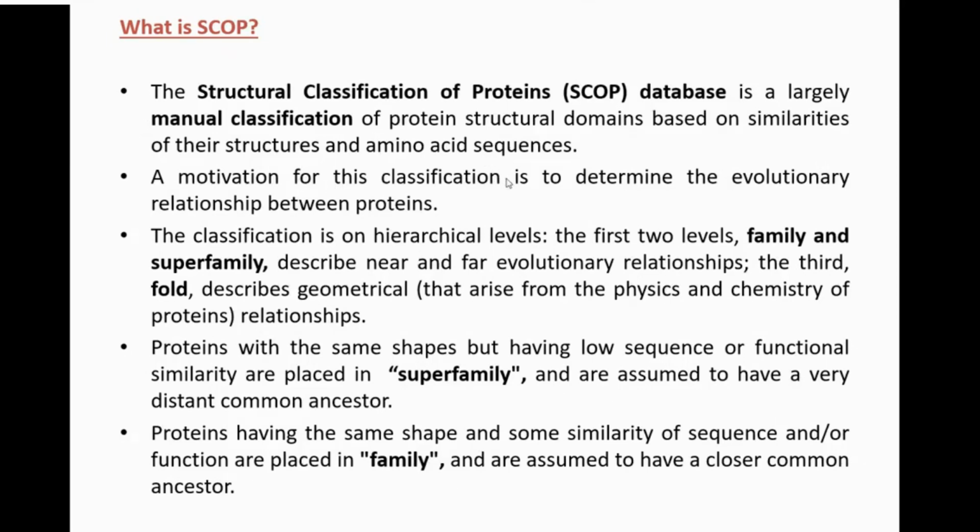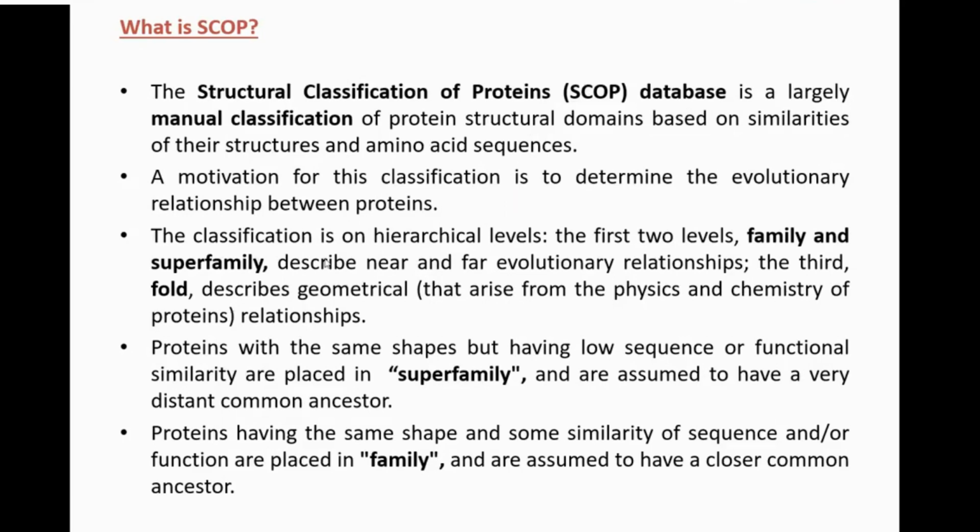The motivation for this classification is to determine the evolutionary relationship between proteins. What is the meaning of it? Proteins which have the same structure might have an evolutionary relationship. They might have diverged from a common ancestor. If the structure of proteins is the same, it means their ancestor could be common. That is the motivation for this classification: to find the evolutionary relationship between proteins.